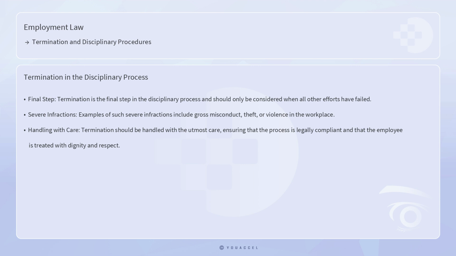Termination is the final step in the disciplinary process and should only be considered when all other efforts have failed or when the infraction is so severe that continued employment is untenable. Examples of such severe infractions include gross misconduct, theft, or violence in the workplace. Termination should be handled with the utmost care, ensuring that the process is legally compliant and that the employee is treated with dignity and respect.